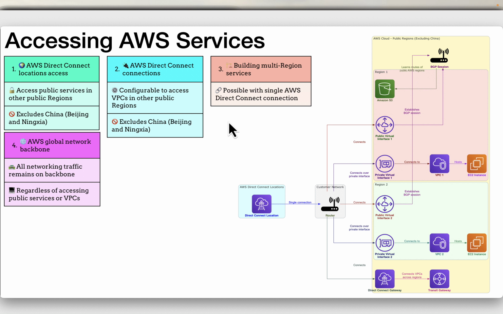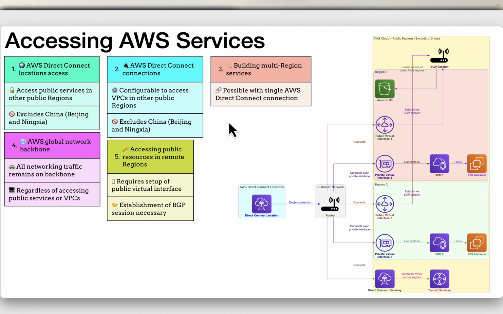All networking traffic remains on the AWS global network backbone, regardless of whether you access public AWS services or a VPC in another region. We are emphasizing VPC because it's a virtual private cloud. Even though we are accessing a VPC in some other region, it would still be accessible.